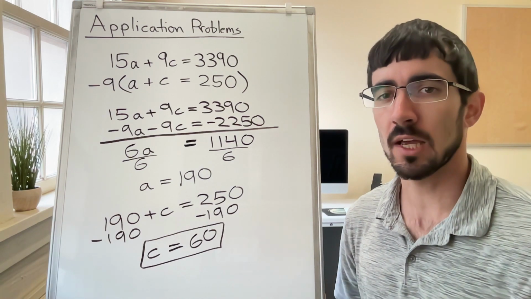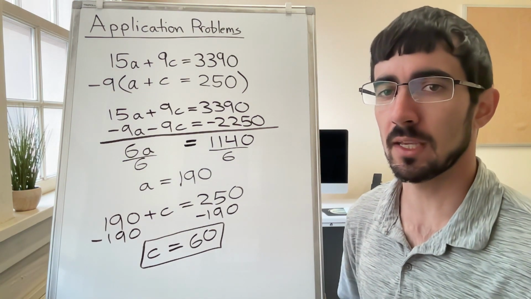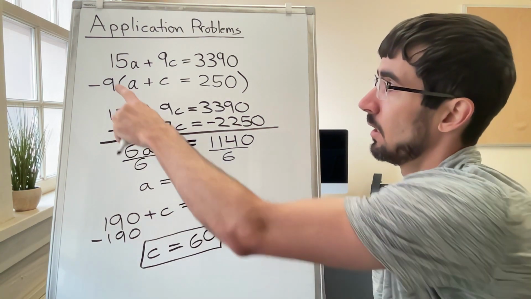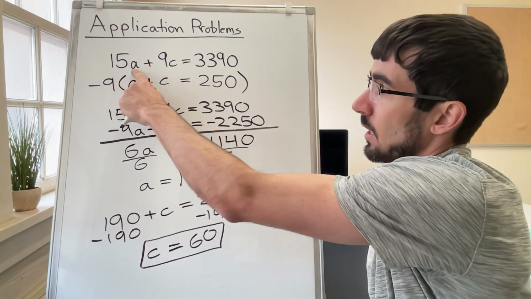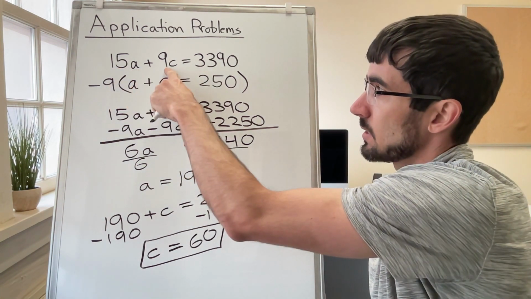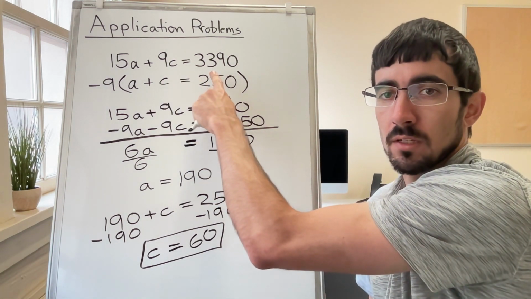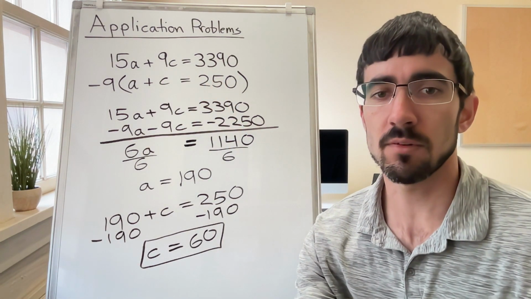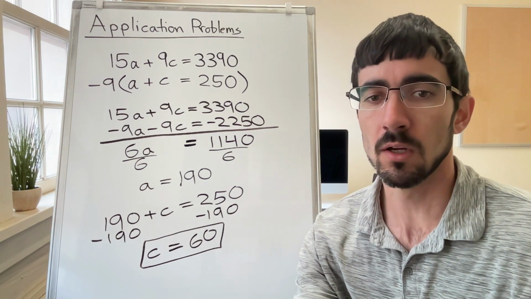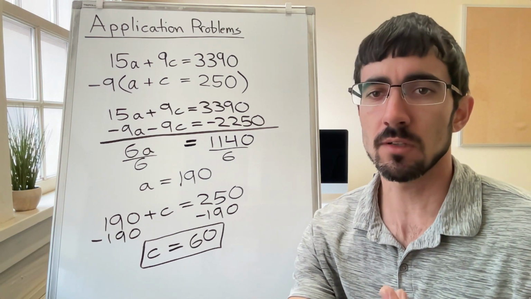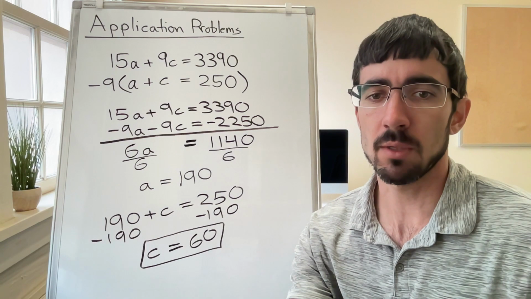I would recommend checking your answer by plugging it back into the cost equation. 15 times 190 plus 9 times 60 should equal 3,390. That would serve as a check on your work. Always check your answer and make sure it's reasonable for an application problem.